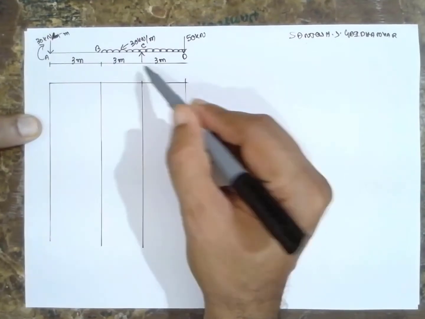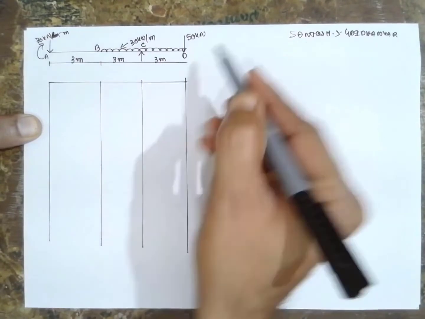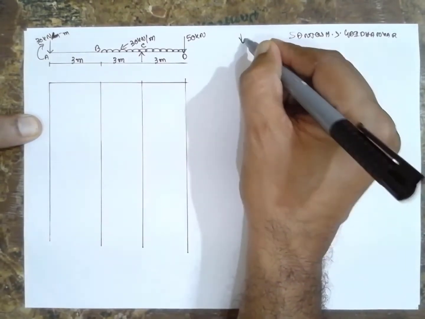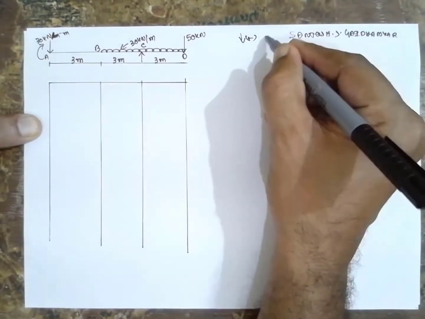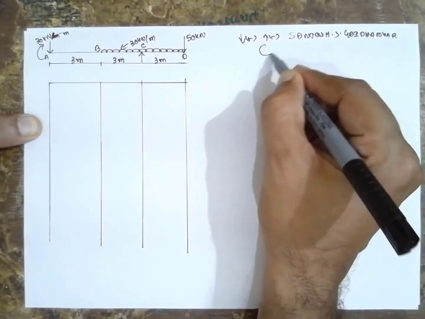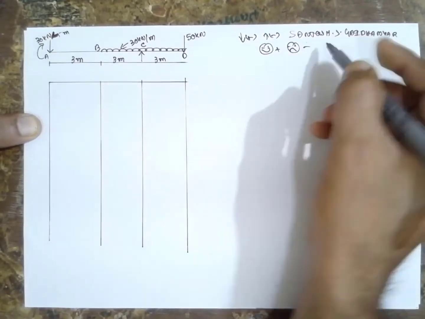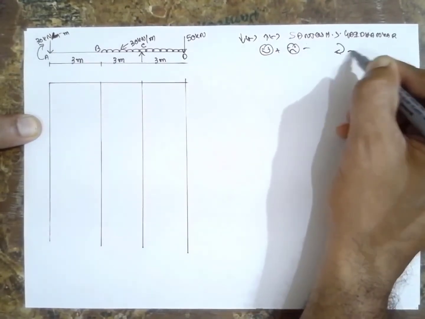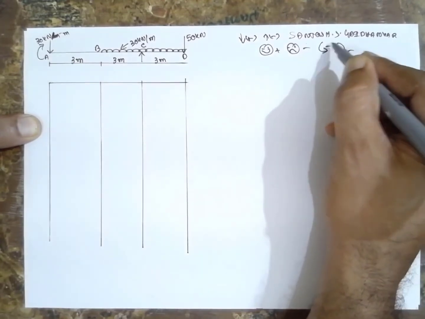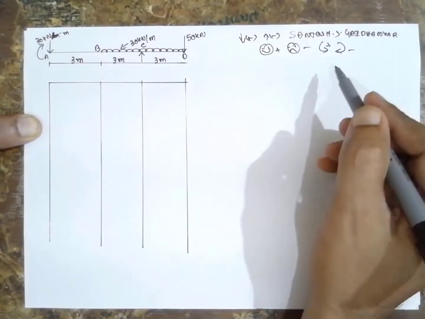Today I am solving the problem of an overhanging beam with a couple and UDL. Downward arrow positive, upward arrow will be negative. Sagging positive, hogging will be negative. Couple of this direction will be negative, couple of this direction will be positive. That means the clockwise will be negative, anti-clockwise will be positive.